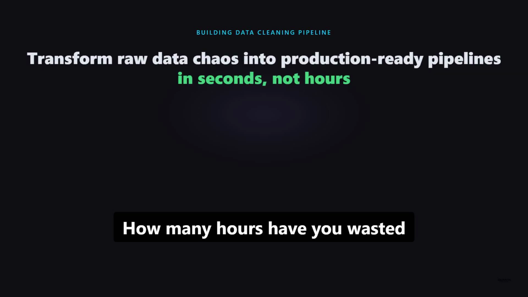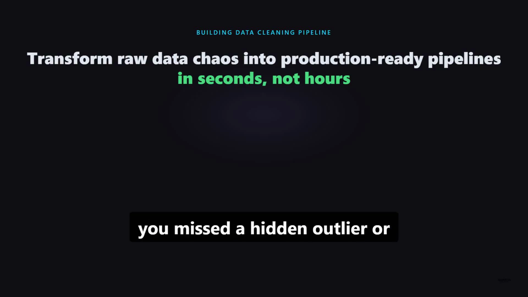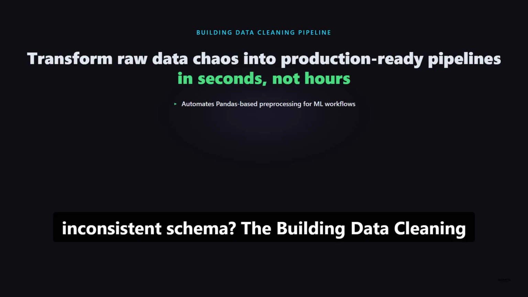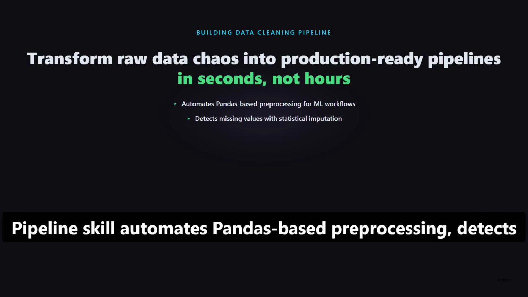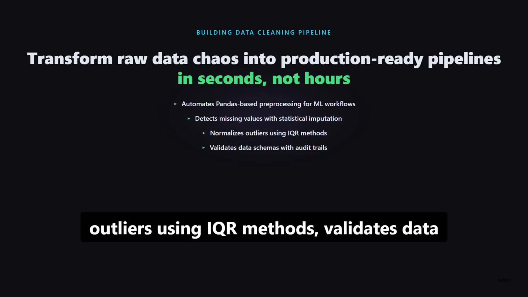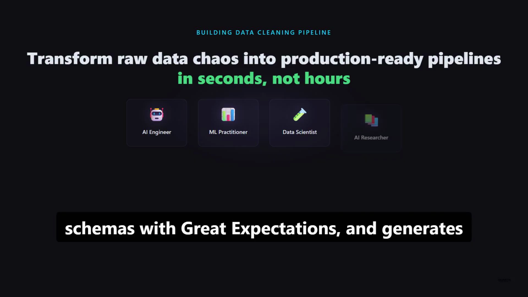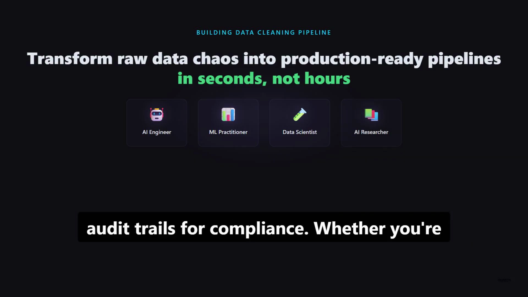How many hours have you wasted manually cleaning datasets, only to realize you missed a hidden outlier or inconsistent schema? The building data cleaning pipeline skill automates pandas-based preprocessing, detects missing values with statistical imputation, normalizes outliers using IQR methods, validates data schemas with Great Expectations, and generates audit trails for compliance.